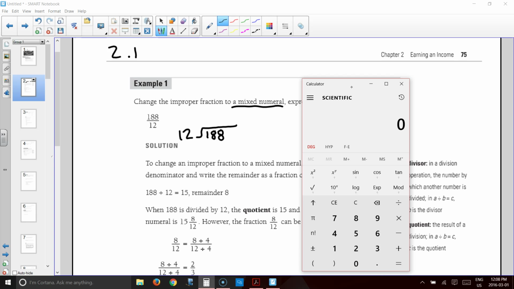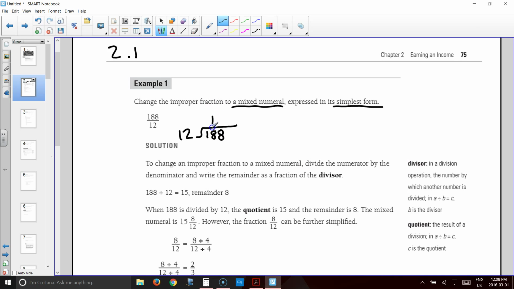So 188 divided by 12 is 15.666. So this 15 is 15 whole, so I'll write 15 down. And the 0.666, most of you can recognize that as 2/3. So you could actually just stop here and say 15 and 2/3 because you recognize the pattern of 0.666 repeating.